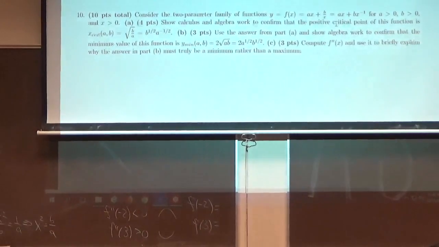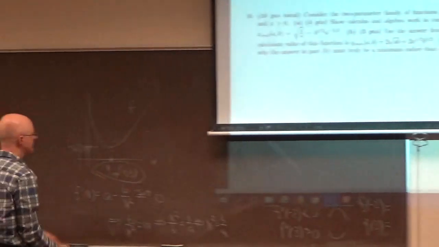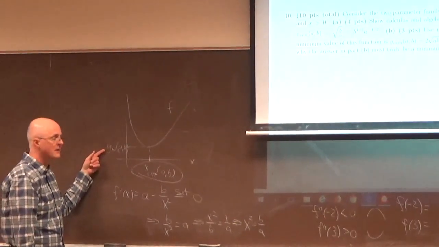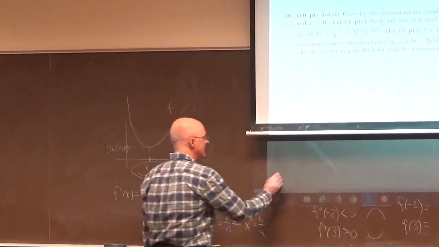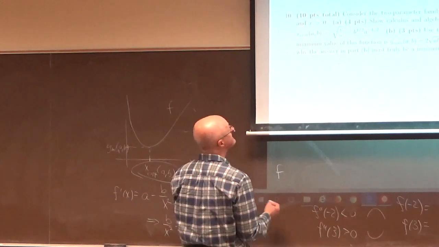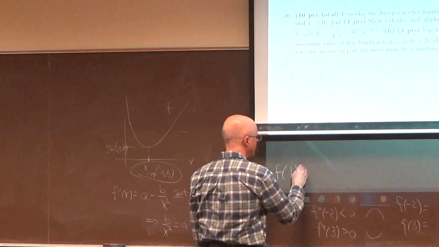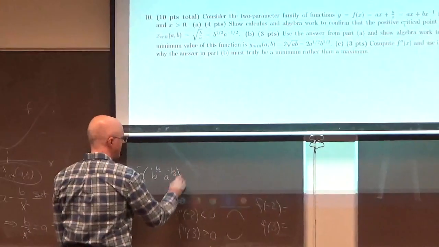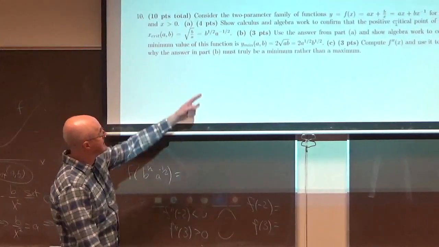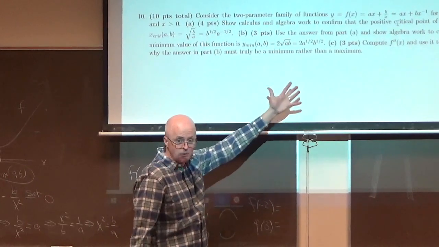And then part B, to find y min, all you do is you plug that into the function. Plug this thing into the function to find the minimum value. What I was wanting there is for you to plug in the symbolic expression. It's easier to plug it in with the exponents, b to the 1/2, a to the -1/2, and simplify, and see that you get this. And if you do it right, you should get that.